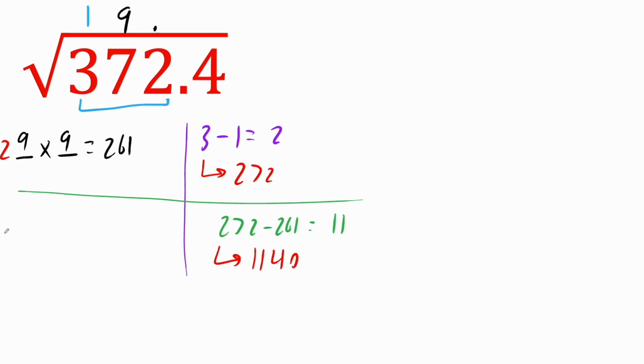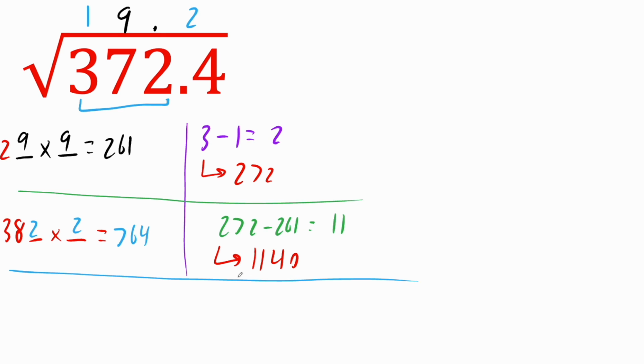So now we take 19, we double it, we get 38. Put your placeholder number times your placeholder number is equal to, and it's going to be a 2 and a 2 because 382 times 2 is going to give us 764. And if you did 3, you're going to be too big. So I'm going to put a 2 right here. So same thing. 1140 minus 764, and we're going to get 376. So now we're going to add 2 more zeros, so 37600, and we're going to take 192, we're going to double it, and we're going to get 384.